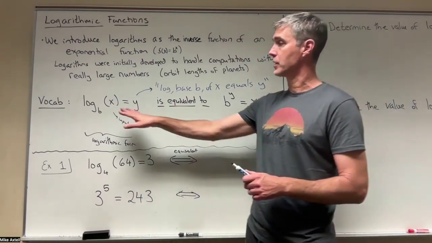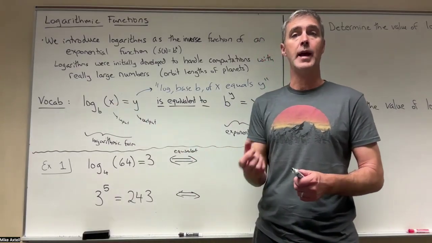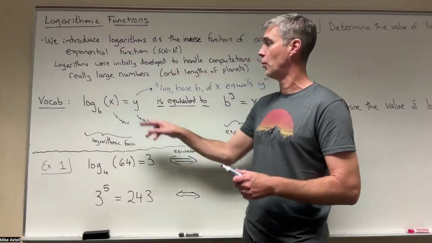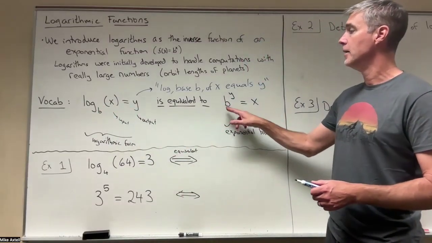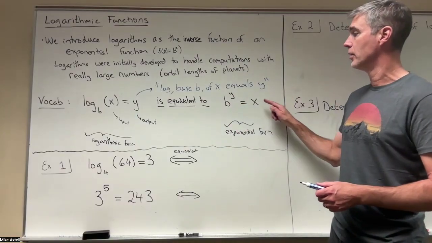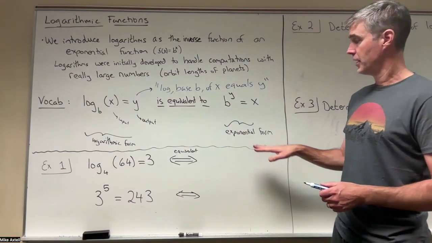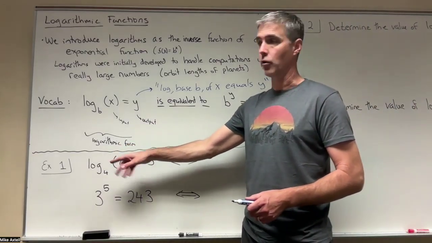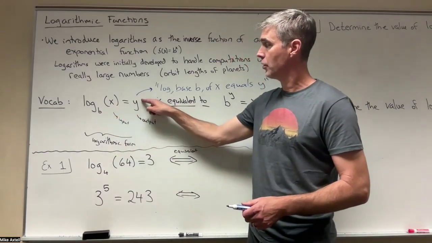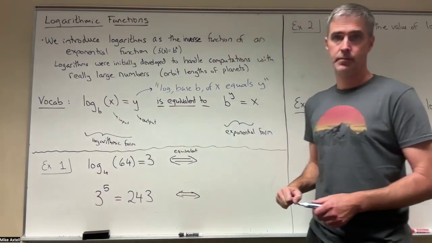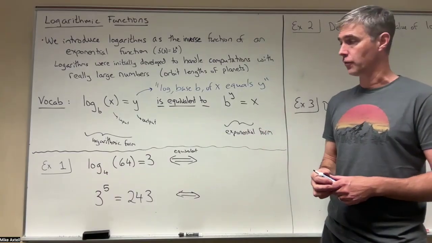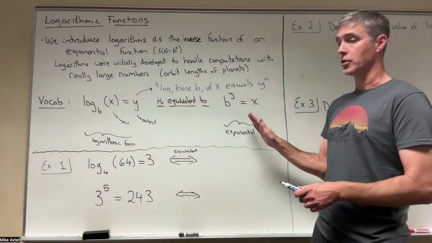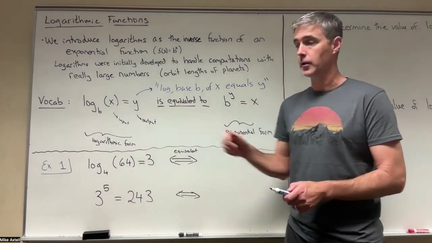Now, it turns out this logarithmic function has an equivalent exponential expression. So if I tell you log base b of x is equal to y, that is equivalent to saying b raised to the y power equals x. So that's the exponential form that's equivalent to this logarithmic form. So let's mess around with that. I should be able to go from logarithmic to exponential or from exponential to logarithmic, okay?